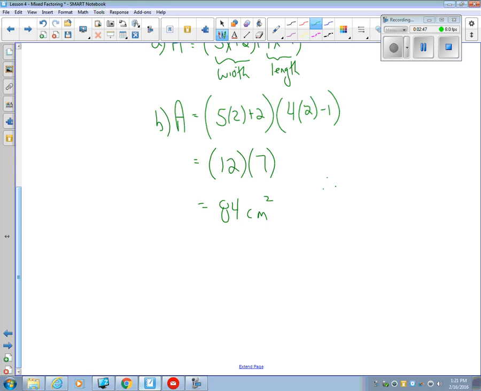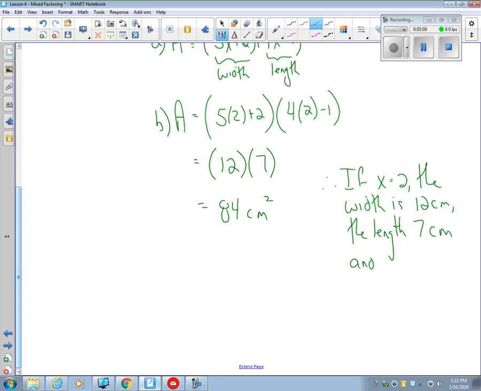Hey, if x is 2, from my point of view, the width, I call it the width, the first one, the width is 12 centimeters. The length, and if you did yours the other way around, that totally doesn't make a difference. The length is 7 centimeters, and the area, 84 centimeters squared.